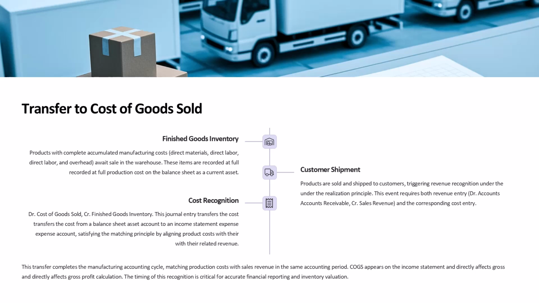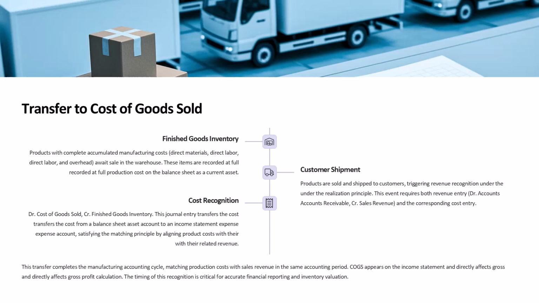The journal entry maintains elegant simplicity: Dr. cost of goods sold, credit, finished goods inventory. Picture an appliance manufacturer like Whirlpool, where refrigerators transfer from finished goods to COGS when they're delivered to customers. Their full production cost from multiple departments now matching against sales revenue. This transfer completes the manufacturing accounting cycle that began with raw materials purchases.